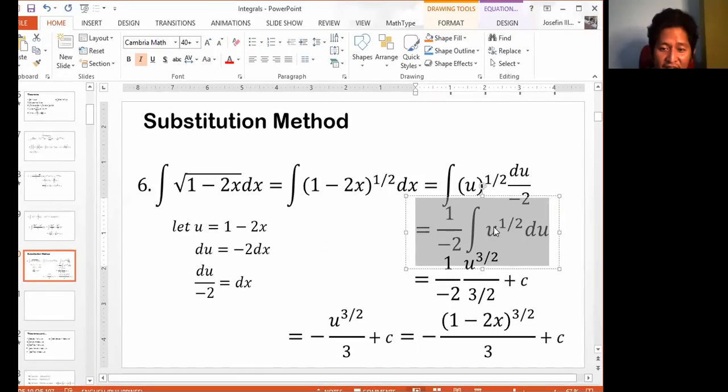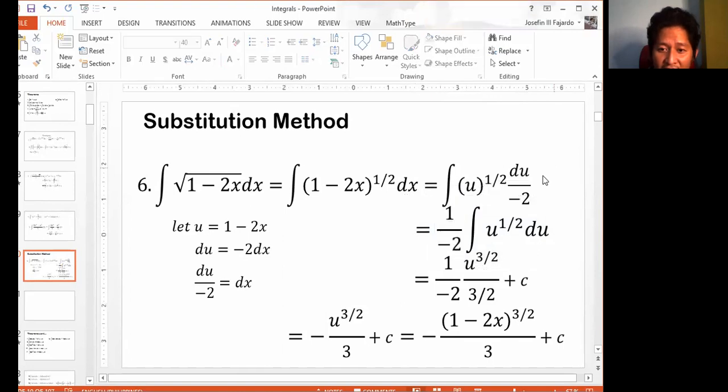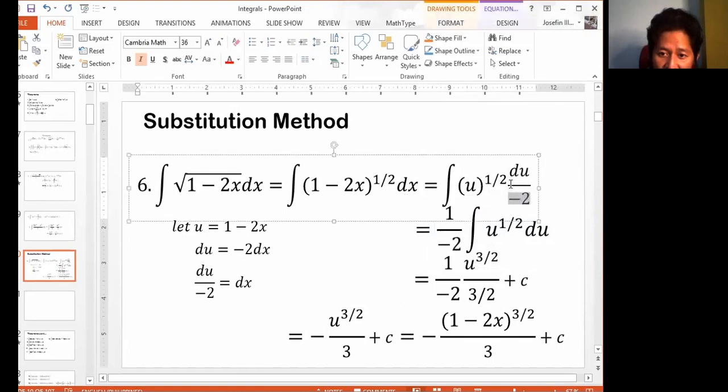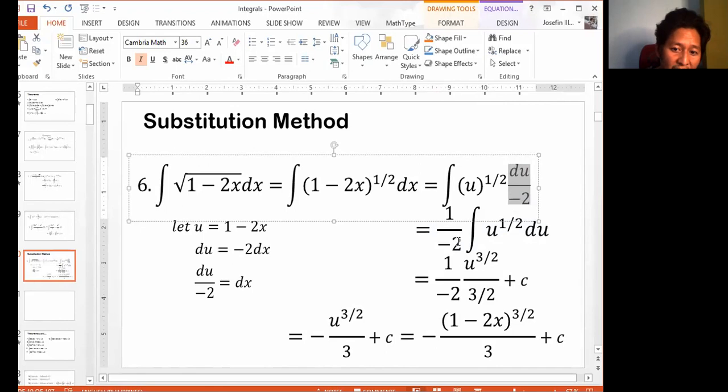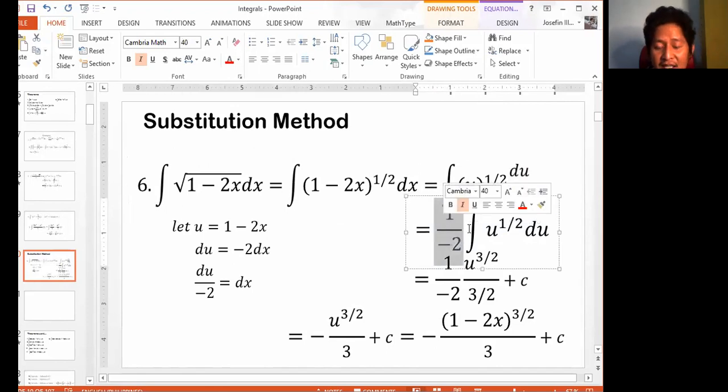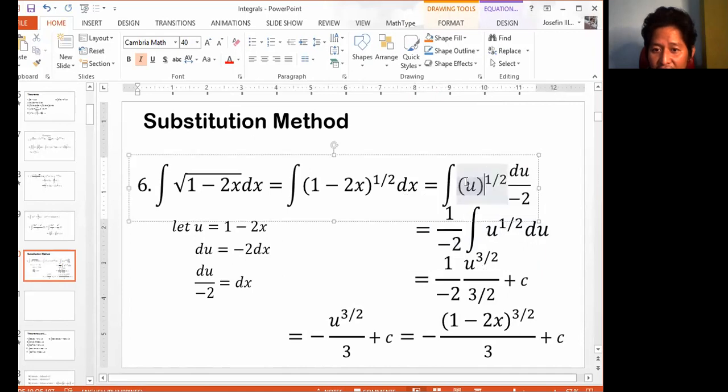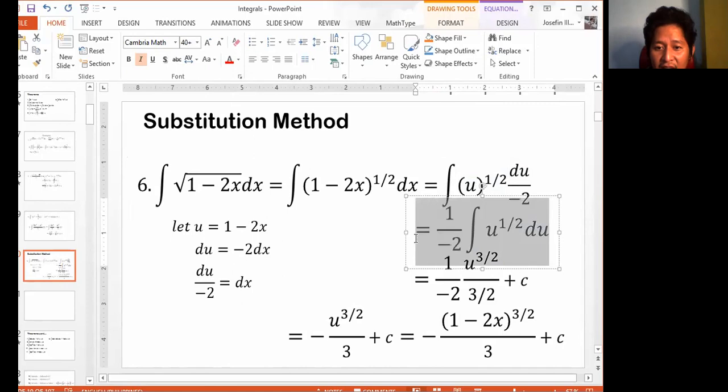Okay, itong negative 1/2 na to, saan galing itong negative 1/2 na yan? Diyan galing siya dito sa 1/2 na yan. Di ba itong parang 1 over negative 2 lang yan. So dahil constant dyan, pwede natin ilabas. Kaya nagkaroon tayo ng negative 1/2 dito sa labas. So notice itong u to the 1/2 du, galing lang yan siya dito, u to the 1/2 du. Okay, malinaw to? Kaya naging ganito.